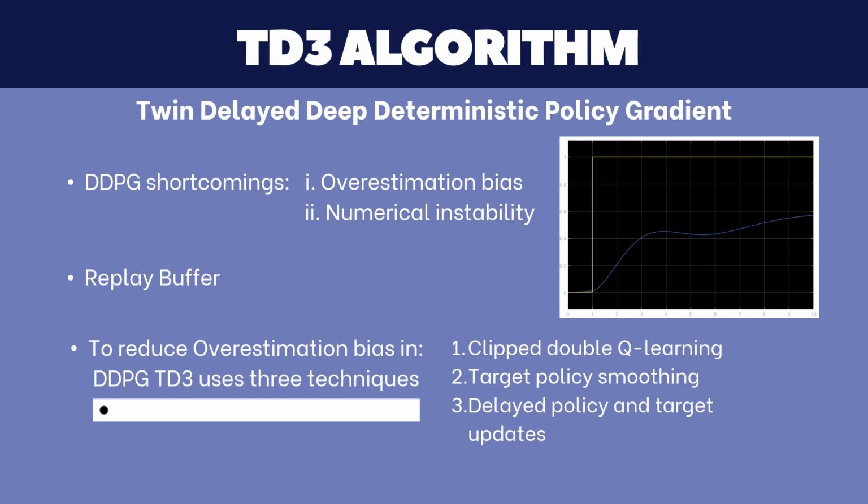TD3 incorporates three key techniques to overcome these issues. First is clipped double Q learning. It uses two Q networks and updates based on the minimum, reducing overestimation bias. Second is target policy smoothing. It adds noise to actions in the target network, improving stability. And third is delayed policy and target updates. It updates the policy and target networks less frequently to ensure more stable learning.